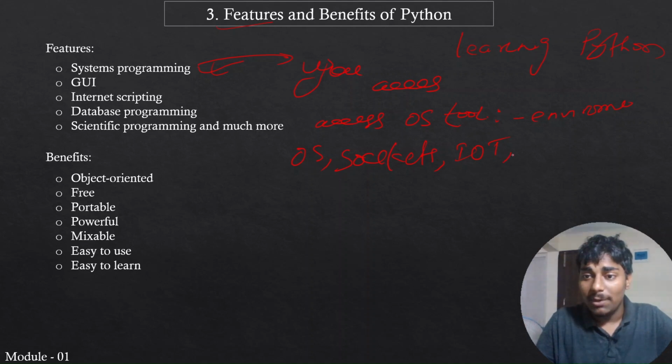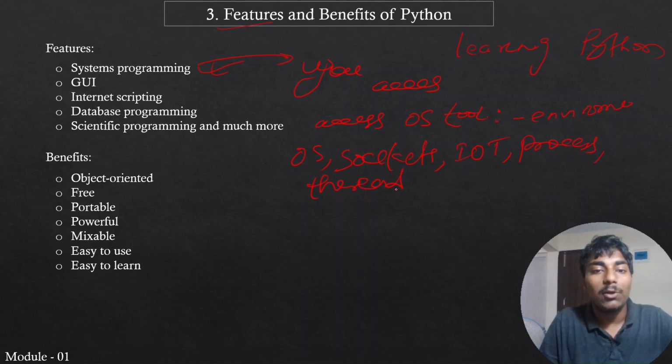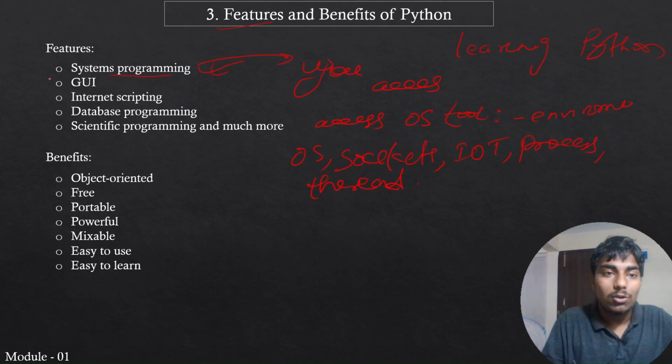You can manipulate processes in the operating system. There are process threads. So this kind of thing you can manipulate using Python. That's why we say we can use Python for system programming. Now we understand this. Now let's talk about the GUI.